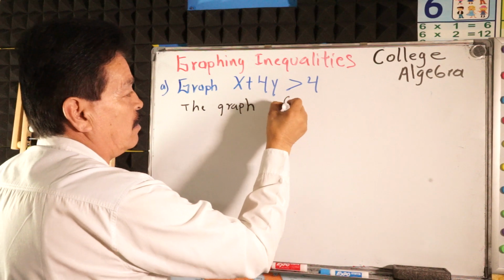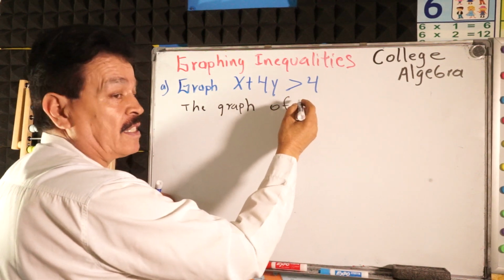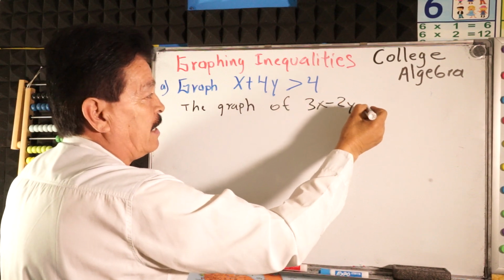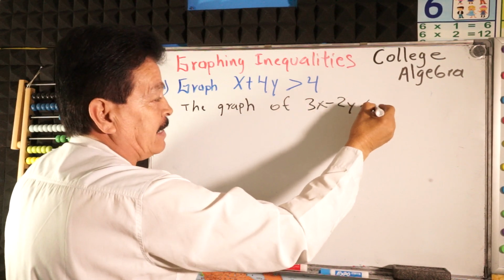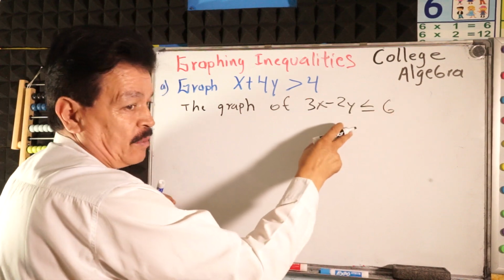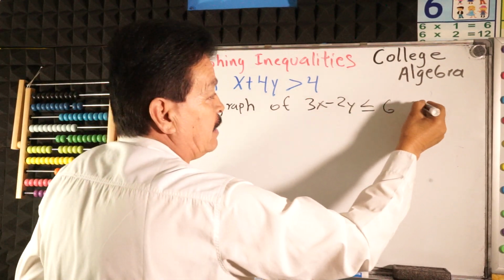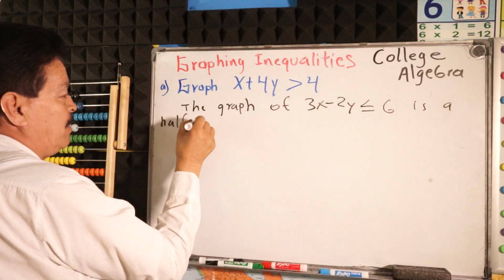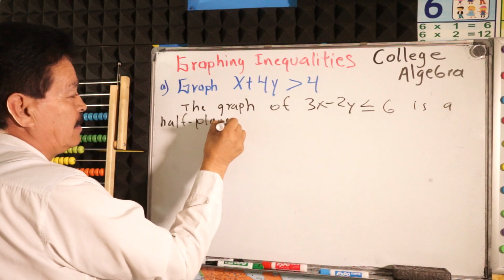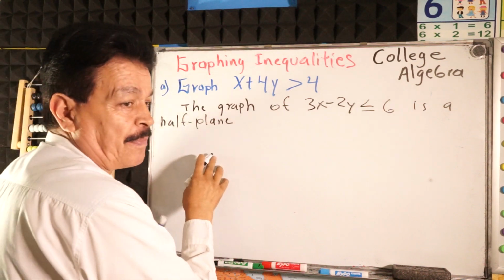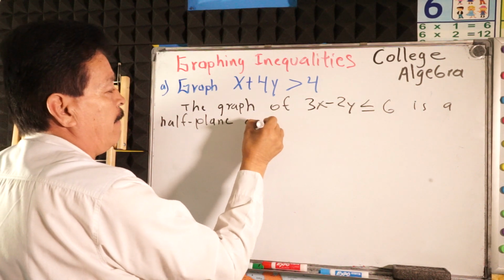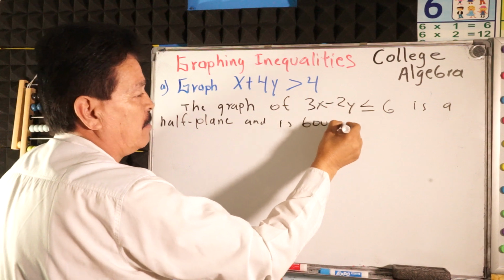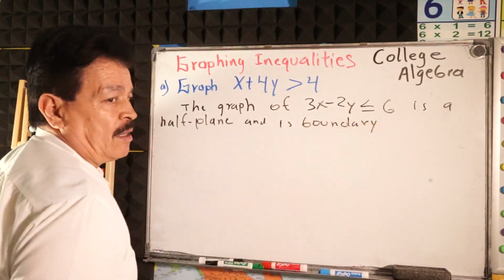In this example, 3x minus 2y less than or equal to 6, I will give it to you. This example is a half plane and its boundary line.